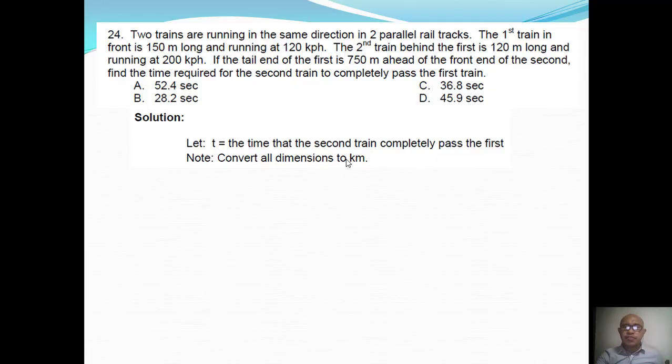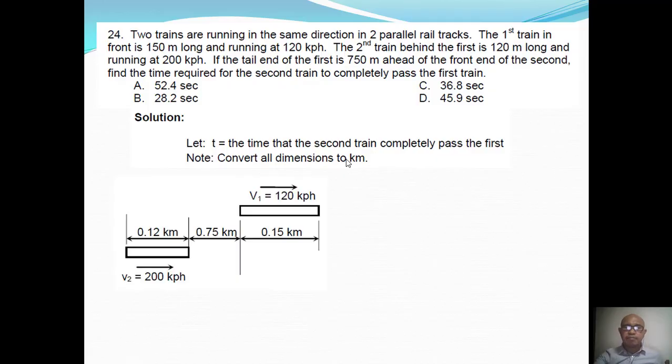So the initial positions of the two trains is this. So the first train in front is 150 meters long and running in this direction at 120 kilometers per hour. The second train is 120 meters long and running at 200 kilometers per hour. And the tail end of the first train is 750 meters ahead of the front end of the second. So this is now the position.